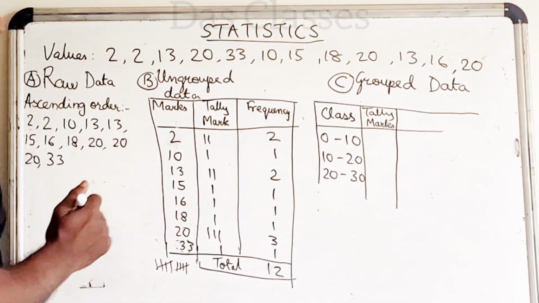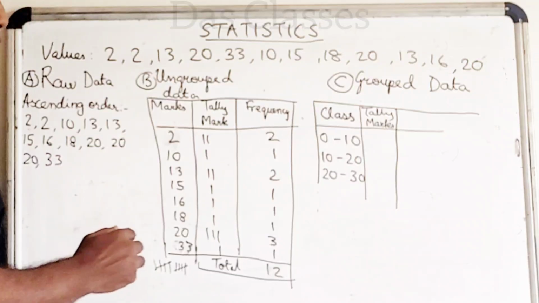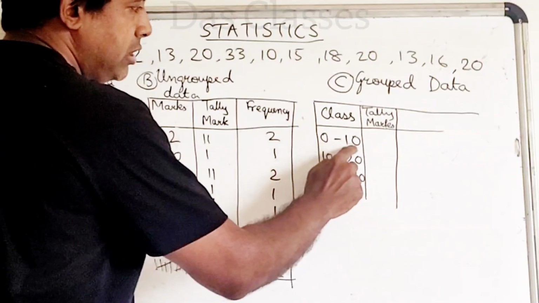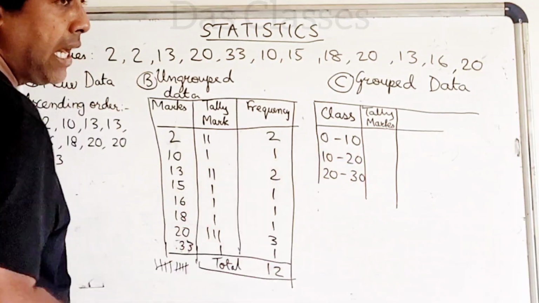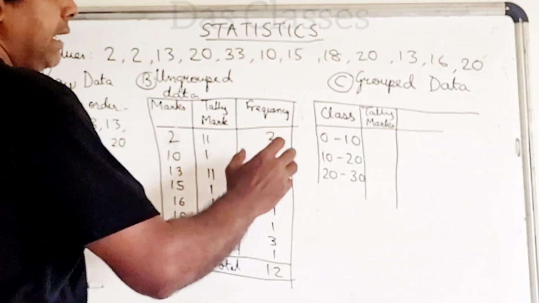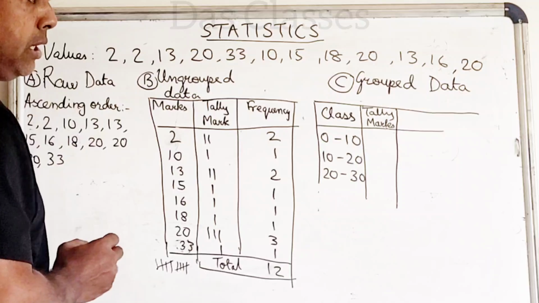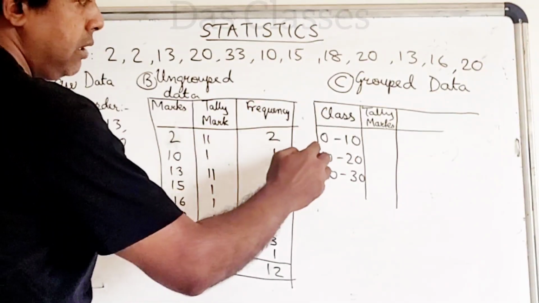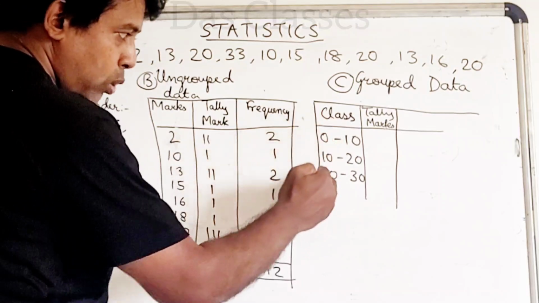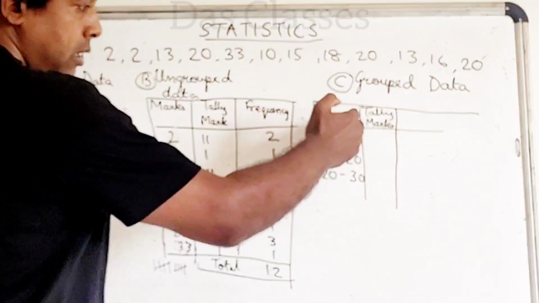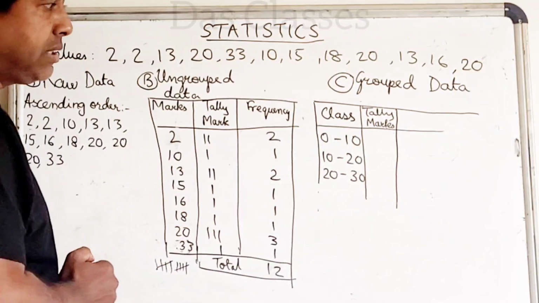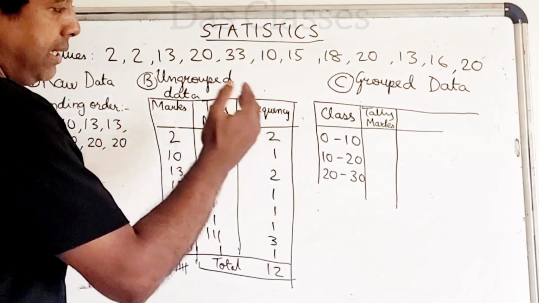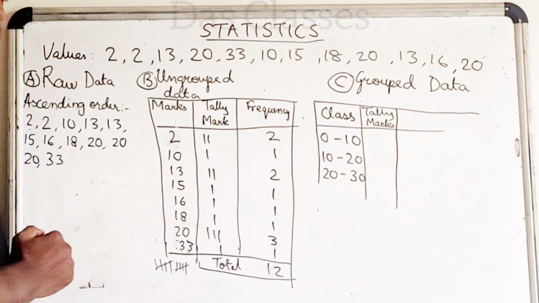Now, here there's a bit of confusion for students. As you can see, the value 10 is in the first class, 0 to 10, and also in the second class, 10 to 20. In that case, where do you consider the value 10? In this kind of class, the lower values are called lower class limits and the higher values are called upper class limits. For example, in 0 to 10, 0 is the lower class limit and 10 is the upper class limit. In the next class, 10 is the lower class limit and 20 is the upper class limit.